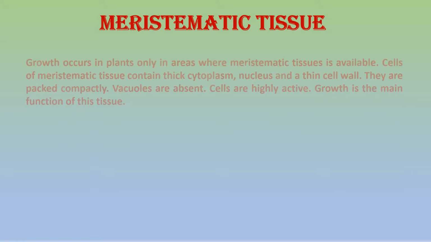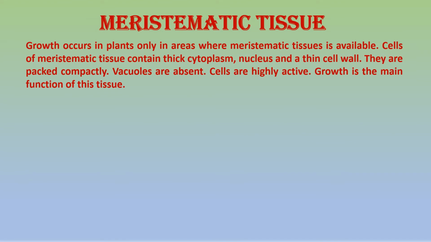Next we come to meristematic tissue. Now, as you know, growth in plants takes place only in certain areas. Now, these areas are the ones where meristematic tissue is available. Because there is meristematic tissue in the tip of the root and tip of the shoot or the stem, that is why growth takes place.